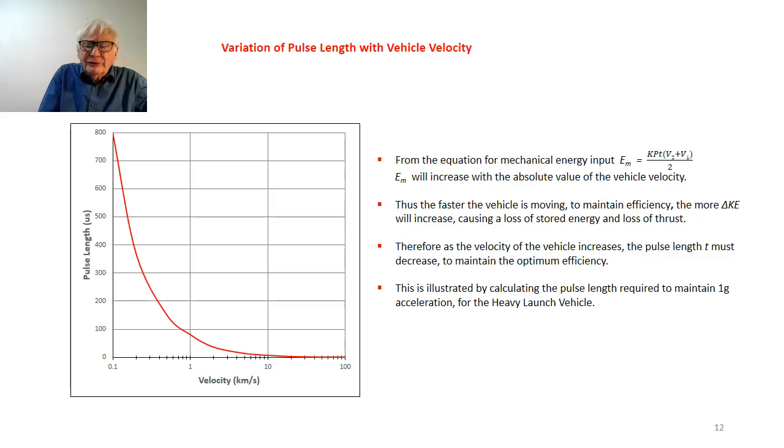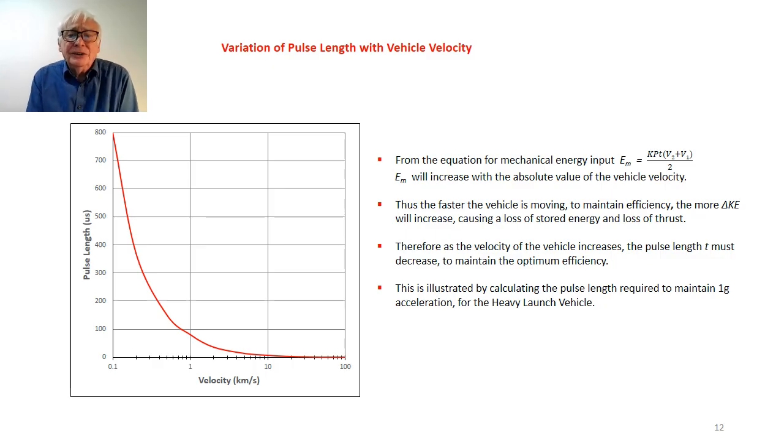So we will use the performance analysis of a heavy launch vehicle to look at the variation of pulse length as the vehicle velocity increases. We've said that from the equation for the mechanical energy input, this will clearly increase with the absolute value of the vehicle velocity. The faster the vehicle is moving, the more delta KE will increase, causing a loss of stored energy and loss of thrust, unless you do something to maintain efficiency.